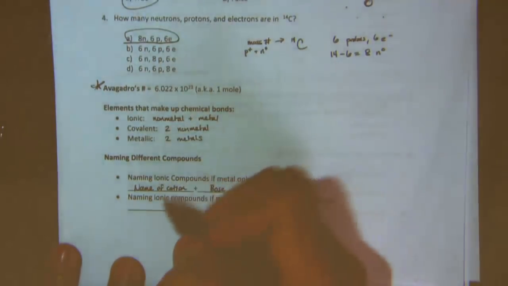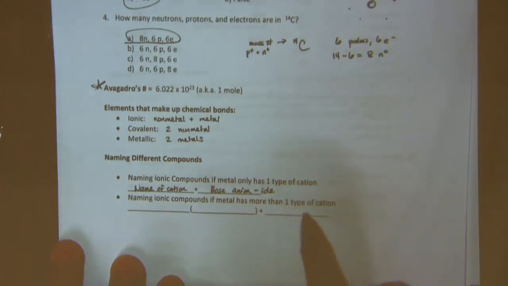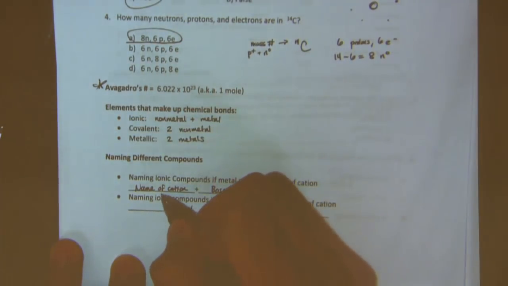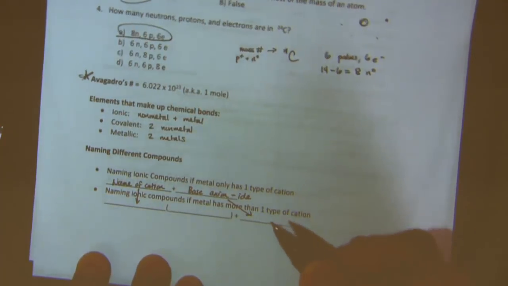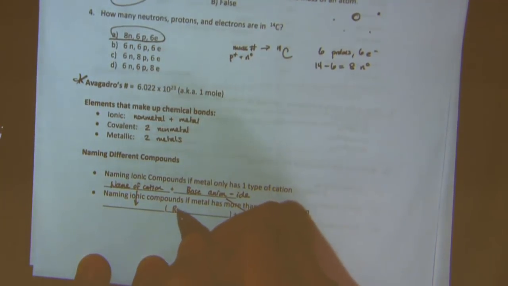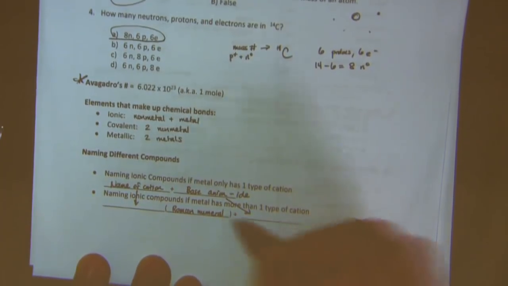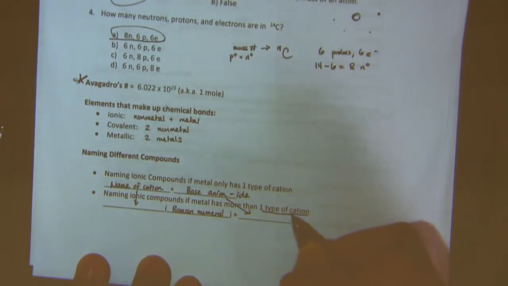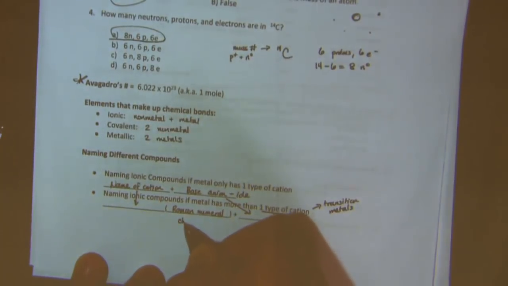And going down here, we would have the same principle in which we're naming an ionic compound that has more than 1 type of cation. So the name of the cation would go first. We would have the base anion followed by "ide" last, but we would have to include the Roman numeral. So if they have more than one type of cation, these are your transition metals. And the Roman numeral denotes the charge.